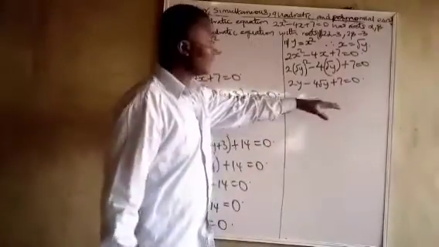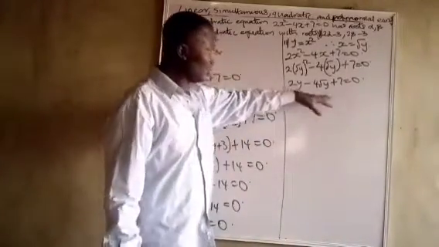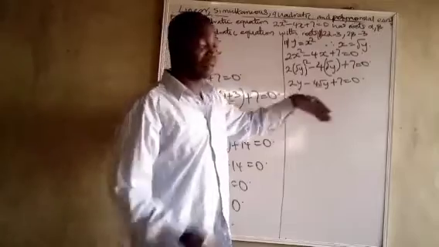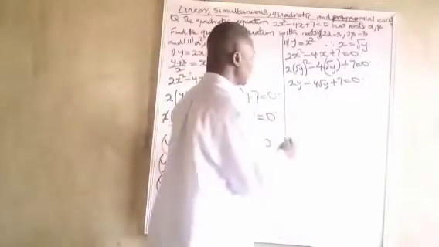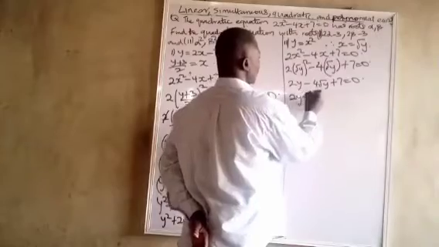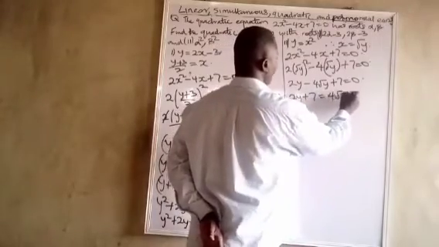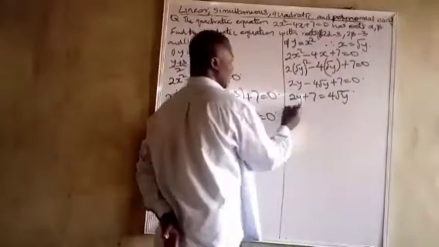For ease, and to make the work reasonable, because if I expand this one and square it, I will still be having terms in root y, I have to move this one to the other side and square both sides. So I'm going to have 2y plus 7 equal to 4 root y. You can see. So, squaring both sides.